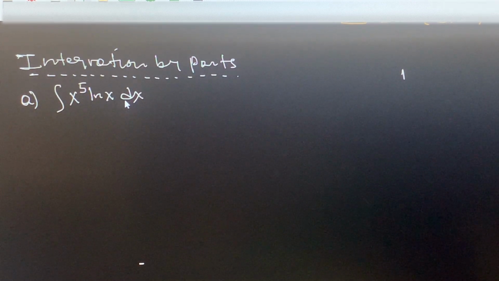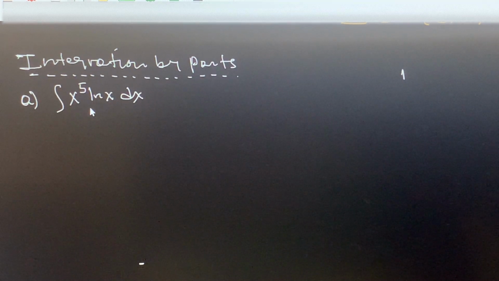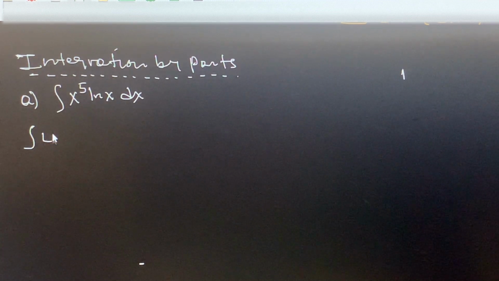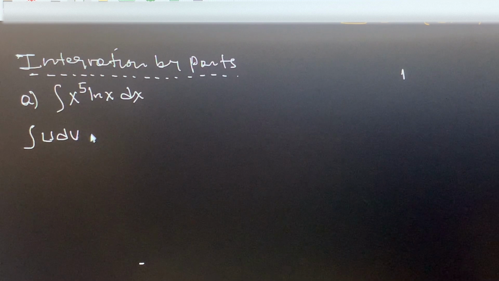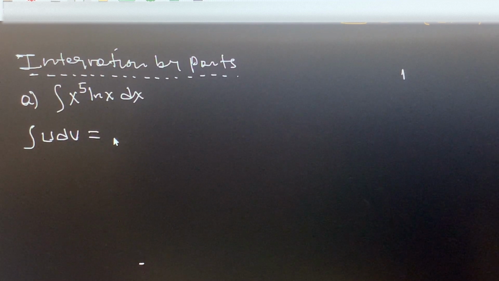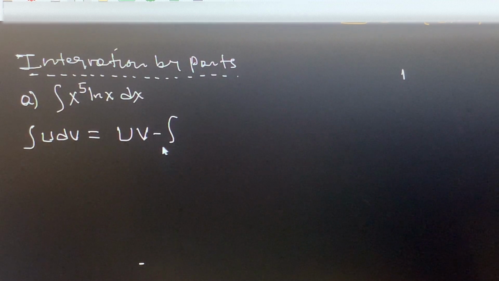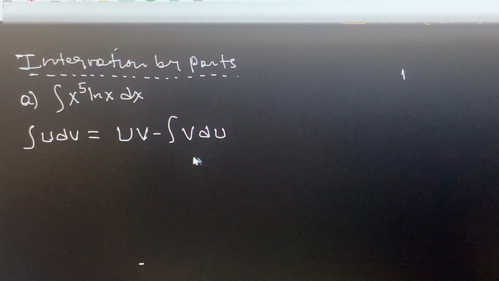Before integrating this by parts, we have to remember the formula. The formula for integration by parts says that the integral of u dv is equal to uv minus the integral of v du. This is very important. We have to know this first.